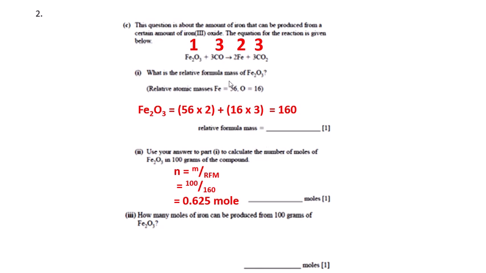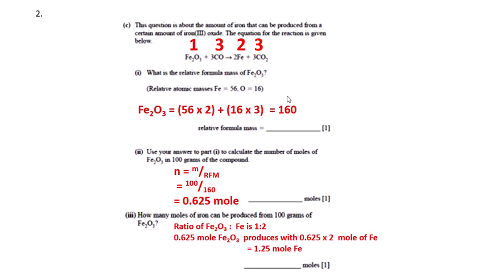Okay, so looking at our question, we know the moles of this, 0.625, and we're trying to work out the moles of this, Fe, so we've got a 1 to 2 ratio. The ratio of Fe2O3 to Fe is 1 to 2, so for every 1 Fe2O3 we produce 2 Fe. So 0.625 mole of Fe2O3 will produce twice that amount of Fe, 0.625 times 2, and that works out to be 1.25 moles.